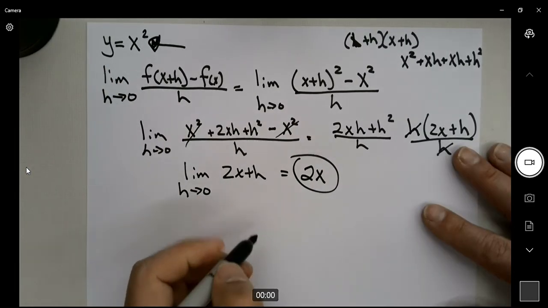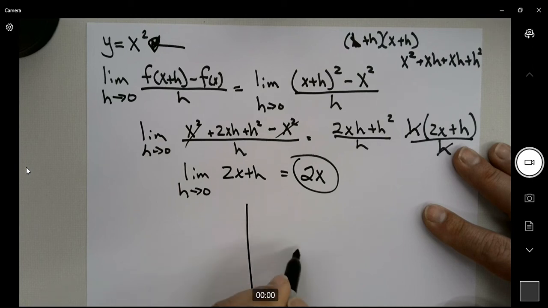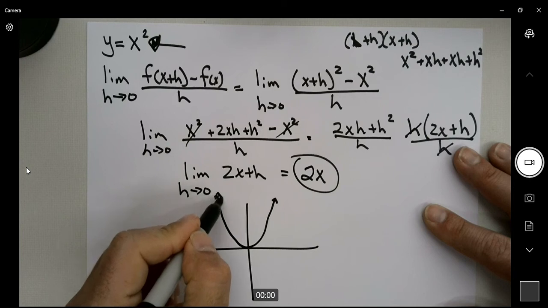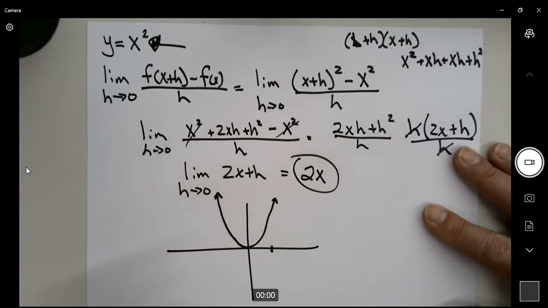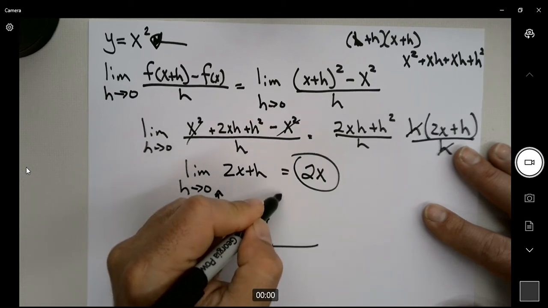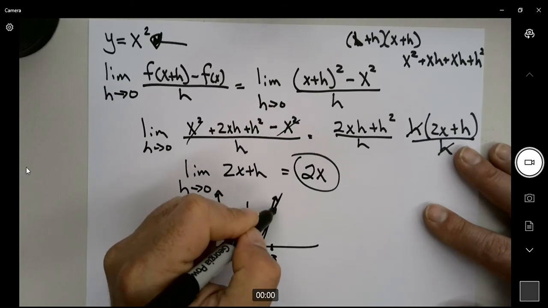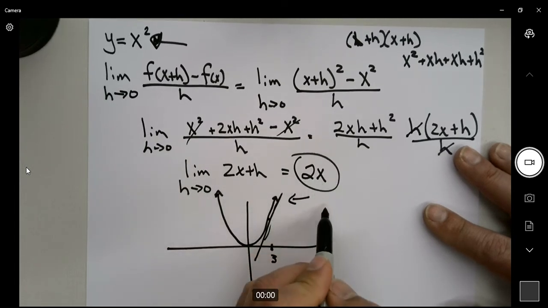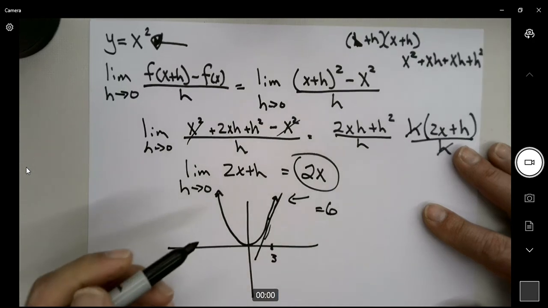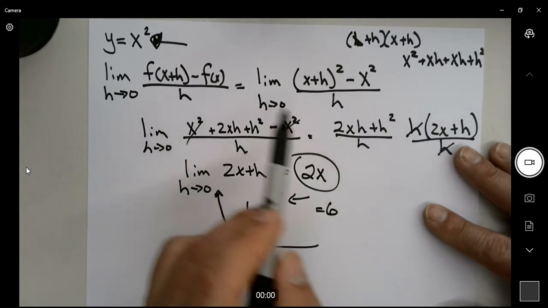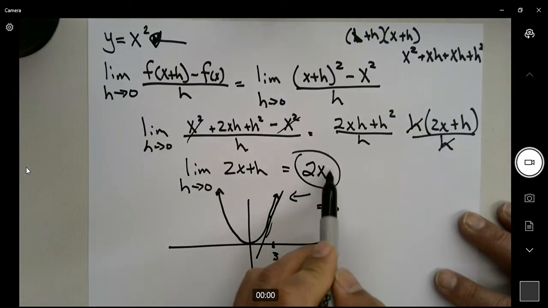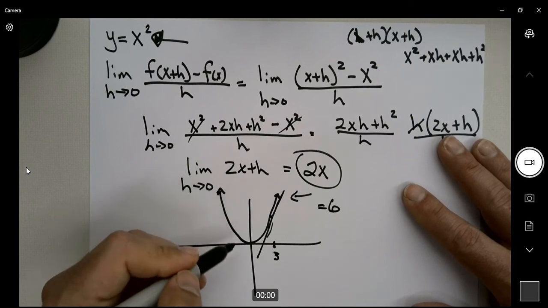So if we graph x squared, which we know looks like this, and we pick any particular x value, let's pick x equals 3, and we come up here and we draw the tangent line at x equals 3, I promise you the slope of that line is 2 times 3 equals 6. And this is the function that will give us the answer for the instantaneous rate of change at any x value along this line.